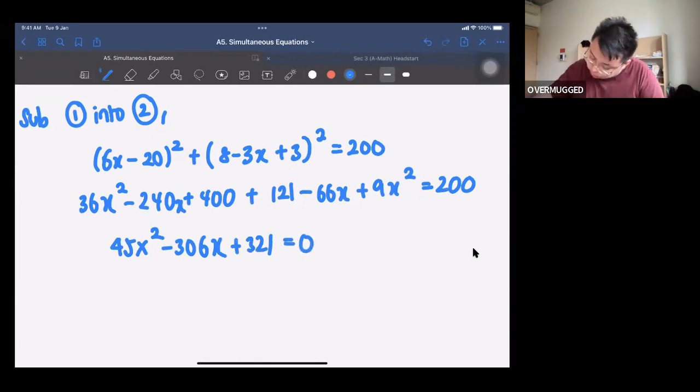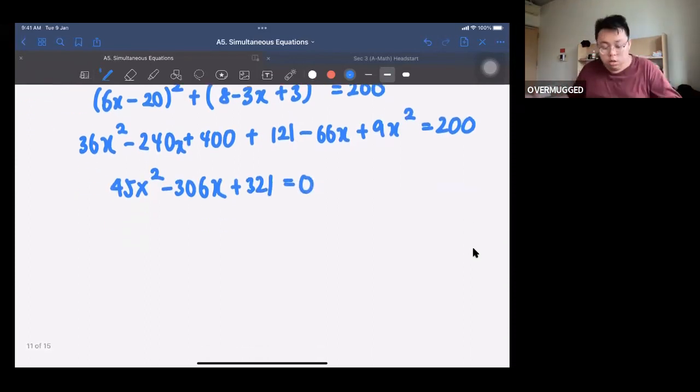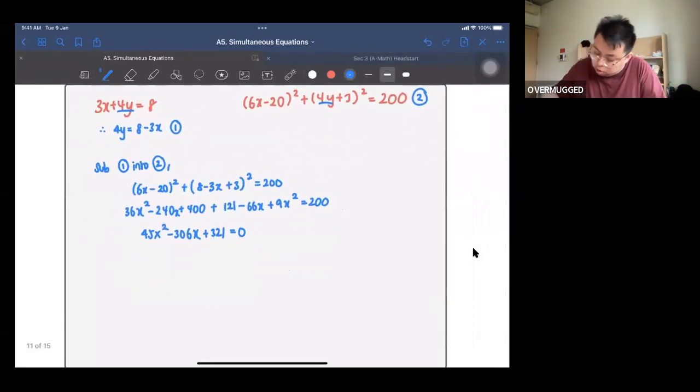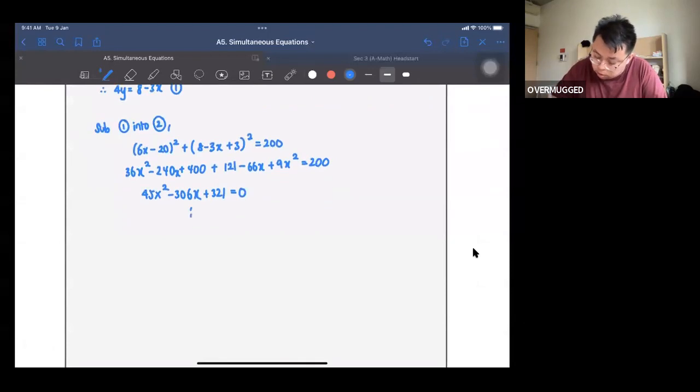Very good. Now let's check whether this equation has answers. It should. So it's 45, negative 306, 321. Yes, there are answers. So you just need to solve this using the quadratic formula. Unfortunately you cannot do it now, so I'll leave this as it is.